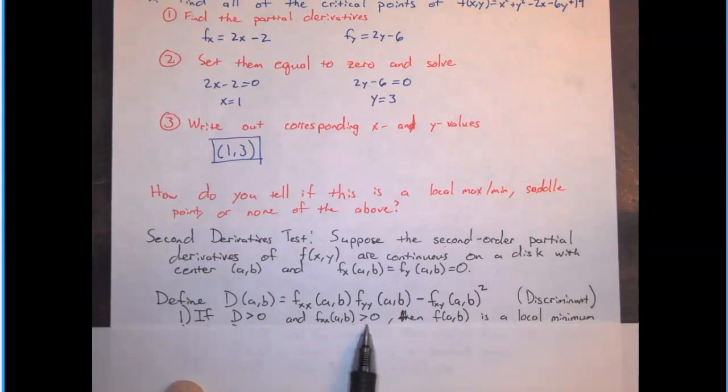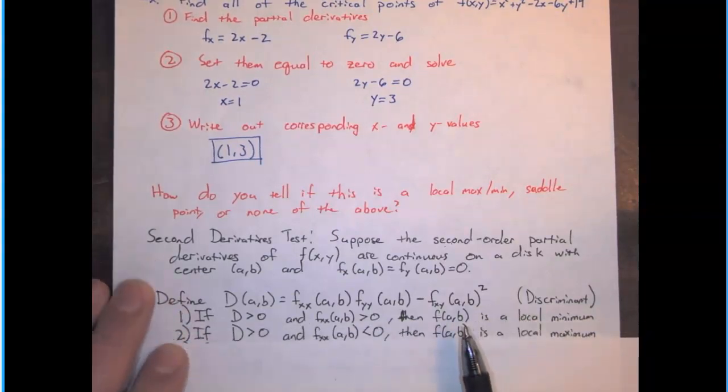And so if this second order partial is positive, this is saying that my function is concave up in the x direction and concave up in the y direction. This is similar to the second derivative test for a function of one variable. It's concave up in the x and y direction, so it's a local minimum.